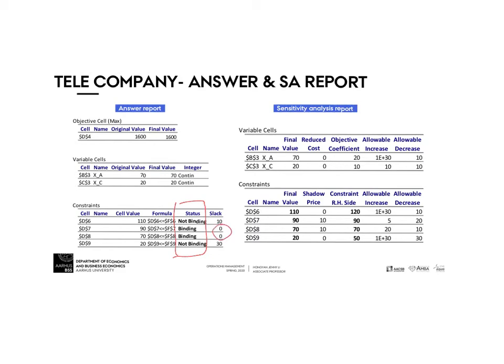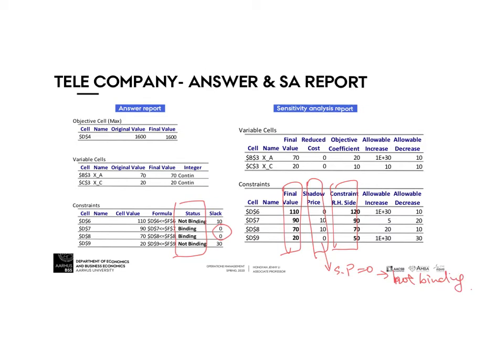We also mentioned you can look into the slack values. If the slack value is 0, then that's binding. You can also compare the final value and the constraint right-hand side. If they are not equal, then that's not binding. If they are equal, then it is binding. And if you look into the shadow price, if the shadow price equals 0, then that's not binding.